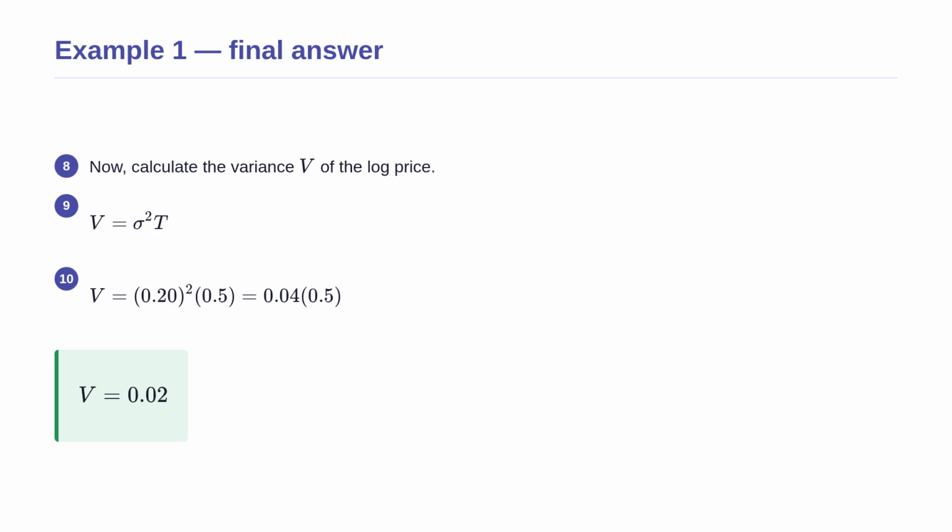Next, we calculate the variance, which we will call V. The variance formula is simply the squared volatility multiplied by the time period. Squaring 0.20 gives 0.04. Multiplying by half a year gives a final variance of 0.02. This variance measures exactly how wide or spread out our bell curve will be over the 6-month period.